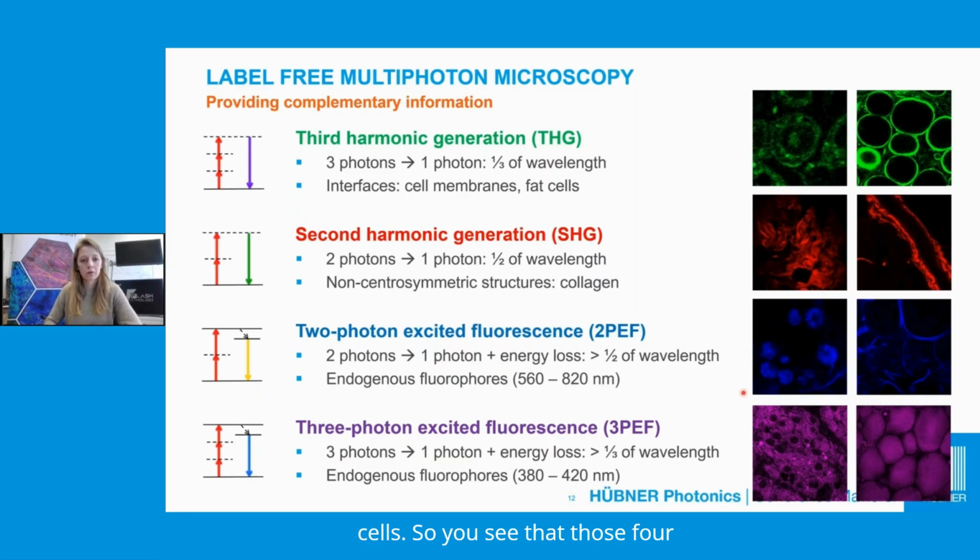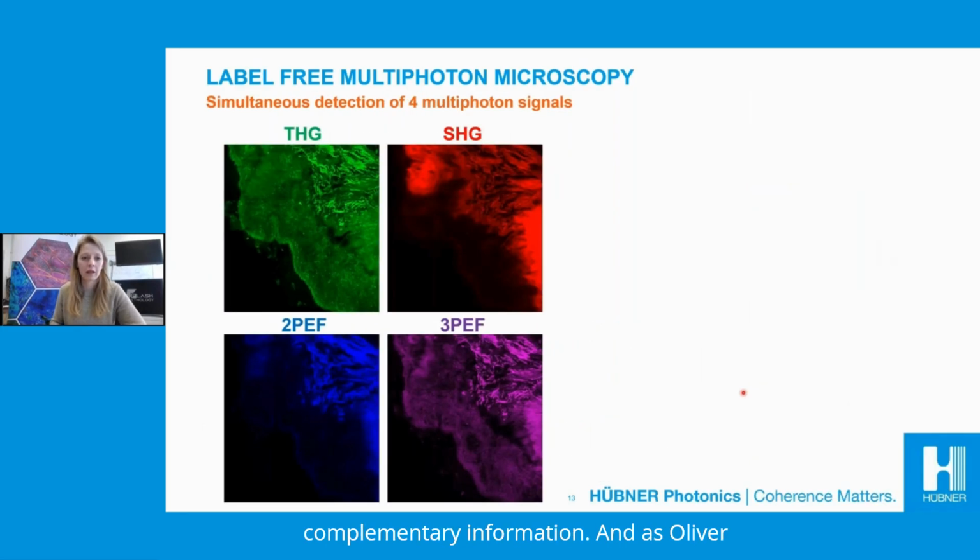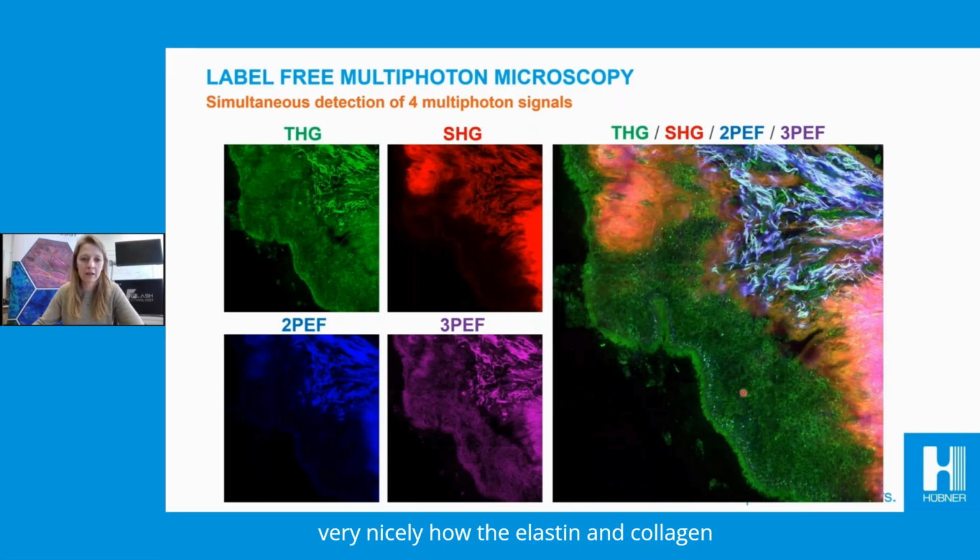So you see that those 4 different signals give you actually complementary information. And as Oliver was explaining, by using a femtosecond laser, we can detect those signals simultaneously. And then we can combine those signals into one image. So you see very nicely how the elastin and collagen and the cells are displayed at the same time.